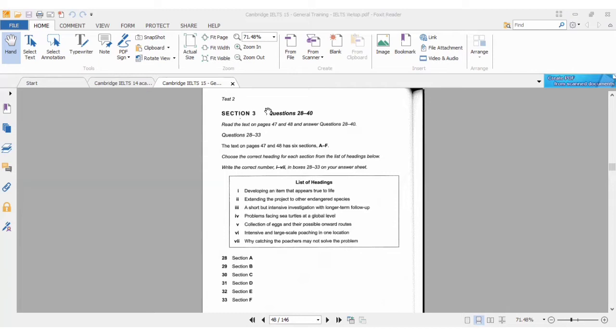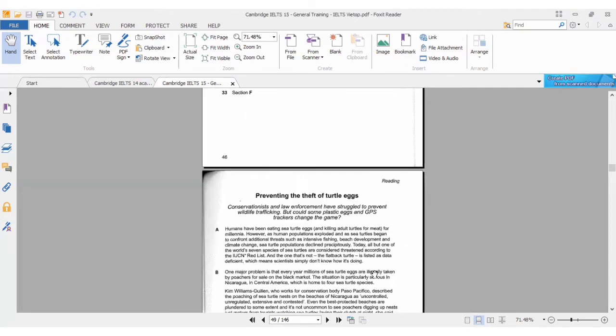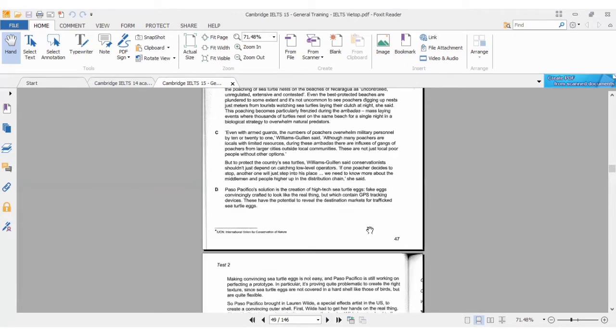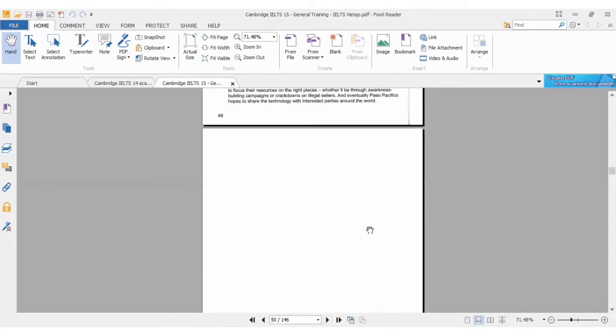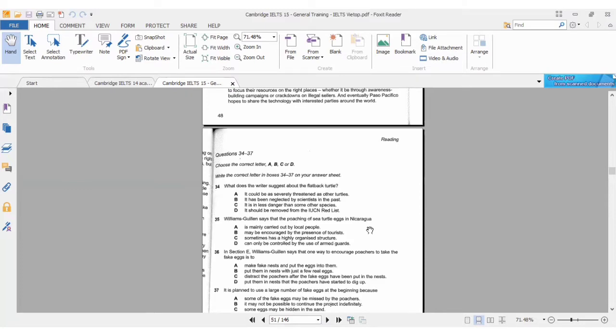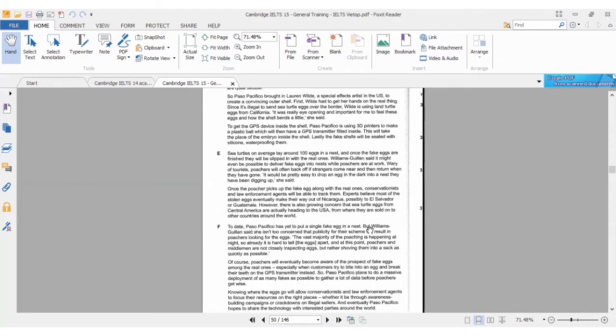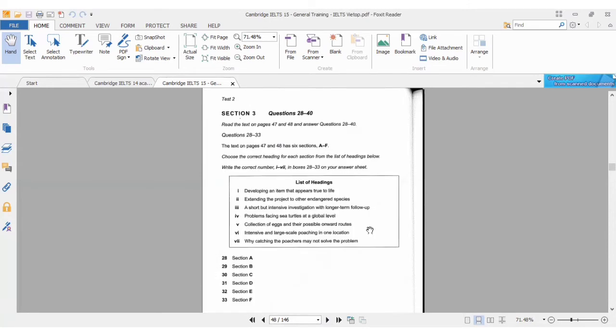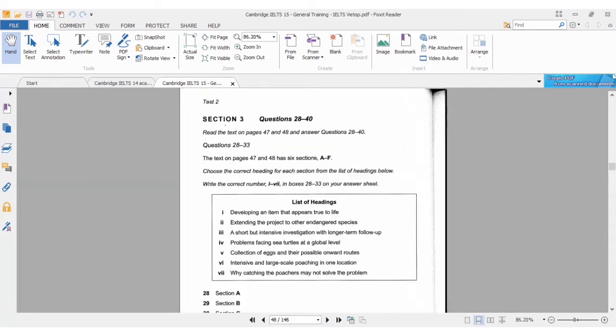So the IELTS reading has three sections, section 1, section 2, section 3, and many times you have the matching headings questions in section 3 where you have the longest passage. So let me show you the passage. Let's scroll down. Can you see? You can see A, B, you can see C, D, E, F, okay? And then you have multiple choice questions at the end. But our focus in this video is matching headings. So let me zoom it a little closer.